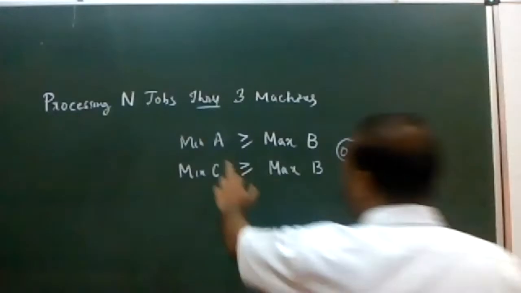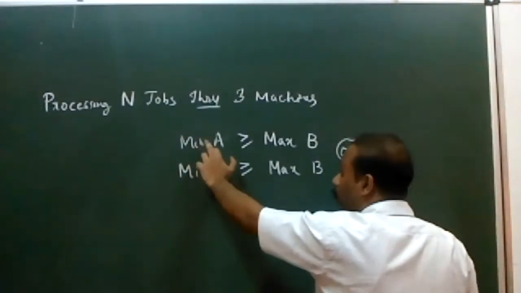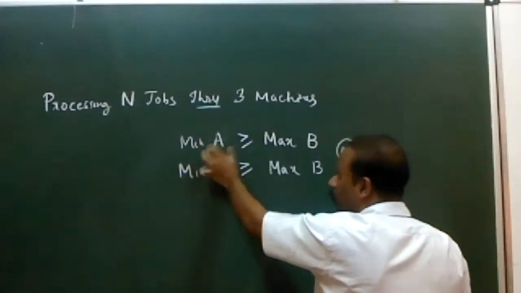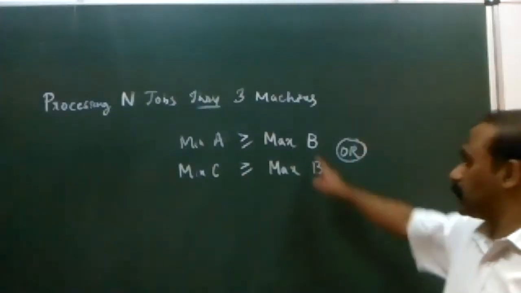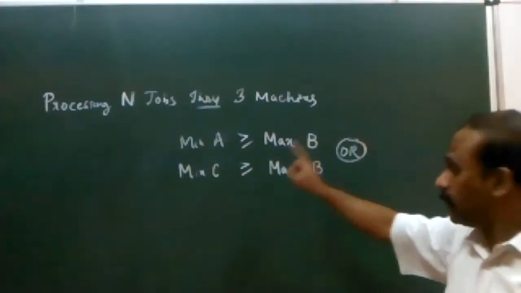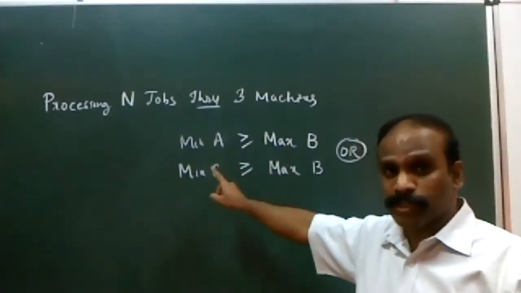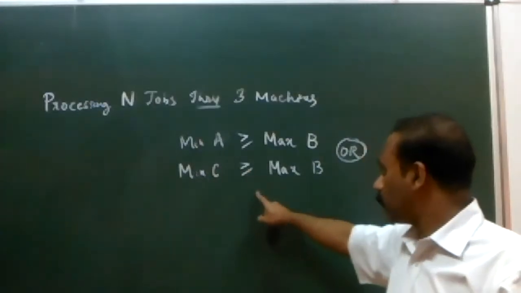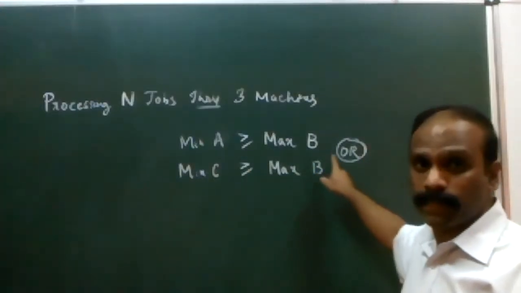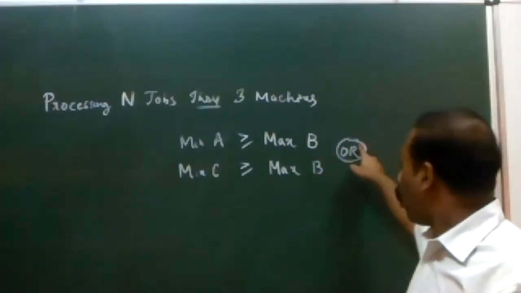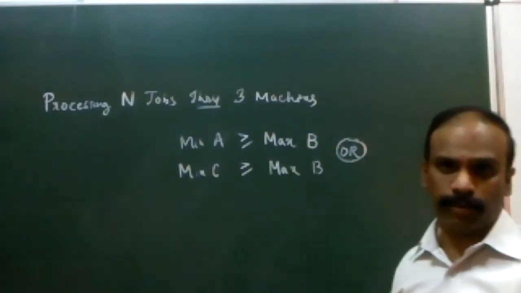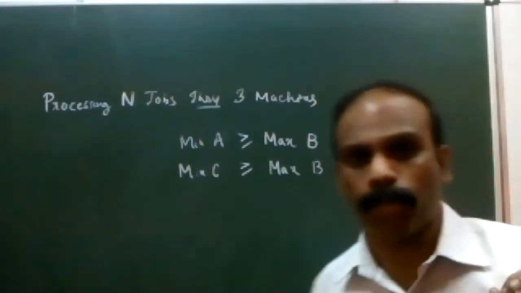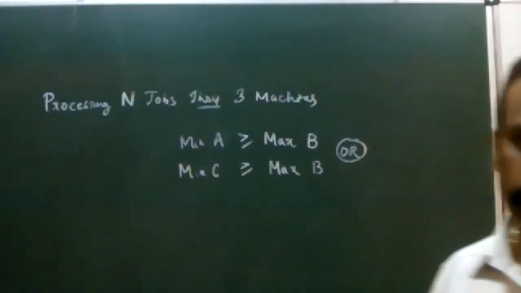Either the minimum processing time of machine A should be greater than or equal to the maximum processing time of machine B. Similarly, the minimum processing time of machine C should be greater than or equal to the maximum processing time of machine B. Either this or this. If any one condition is satisfied, then we can convert the problem into a 2 machine problem.